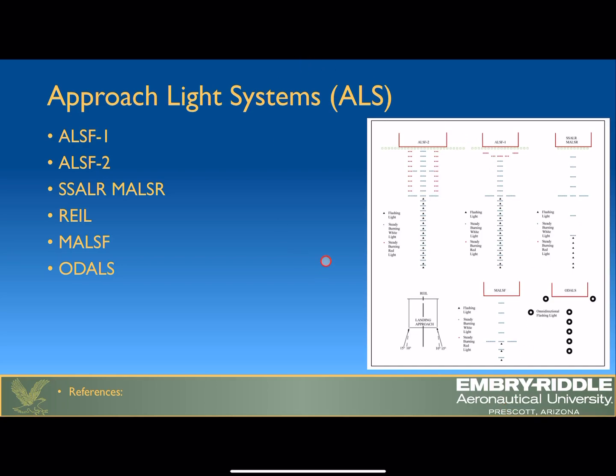Okay, and then we talked a little bit about how once we've broken out of the clouds, we still have to visually land on this runway. And we want to be able to clearly identify the runway. So we want as much help as possible as we're coming out of the clouds to be able to see that runway. So this is where the approach light systems, or the ALS, come into play. So there's a lot of them, a lot of acronyms. They get kind of confusing.